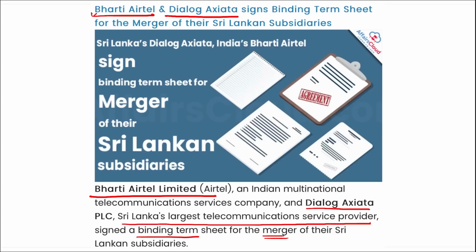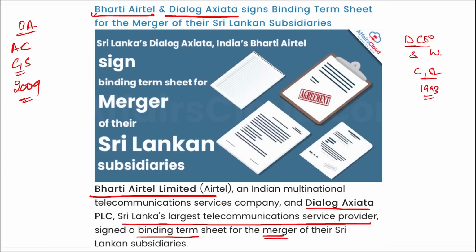As a part of this agreement, Airtel would receive a stake in Dialog that represents the fair market value of Airtel Lanka. Correct? Next, if we talk about Dialog Axiata, who is the director and chief executive officer here? Supun Weerasinghe. Headquarters is in Colombo, Sri Lanka, and it was established in 1993. If we talk about Bharti Airtel, Ashish Chandra is the chief executive officer. Colombo, Sri Lanka is the headquarters, and it was established in 2009.